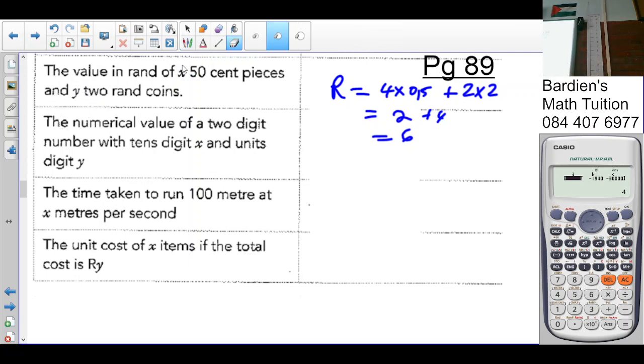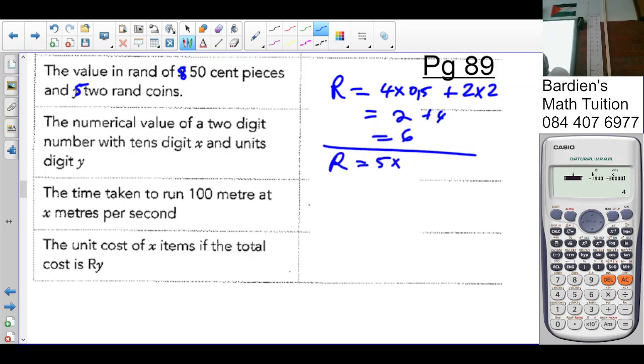Right, let's change it up. Let's say this was 8 and this was 5. What would that have been in rands? It's going to be 8 times 0.5, because it's half a rand. I can't have rands here and cents there, that's not going to make sense. So that's plus 5 times 2 rand, which is 4 plus 10, which is 14.